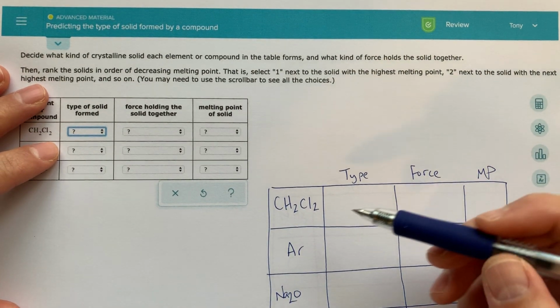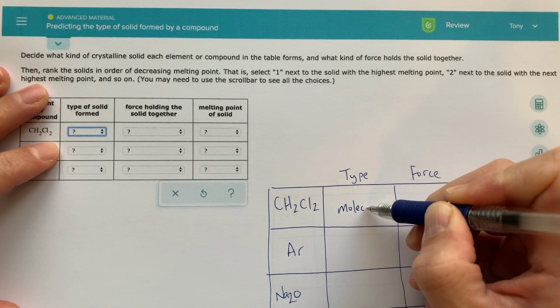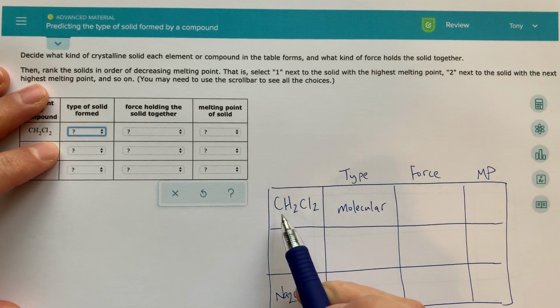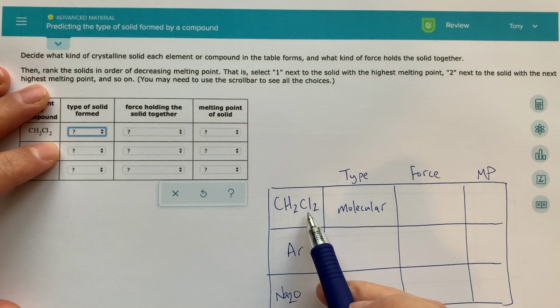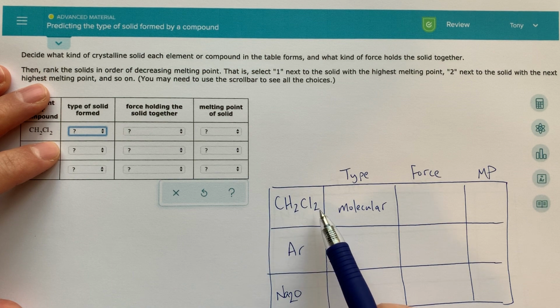So again, the first thing I'm gonna do is figure out the type because carbon, hydrogen, and chlorine, they're all nonmetals. Again, we could go back to our periodic table if we needed to figure out that these are all nonmetals.